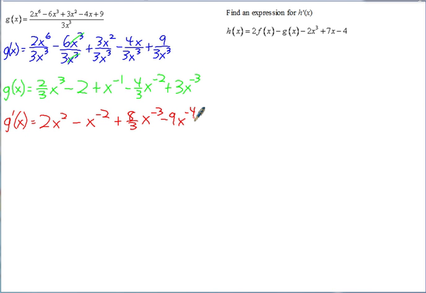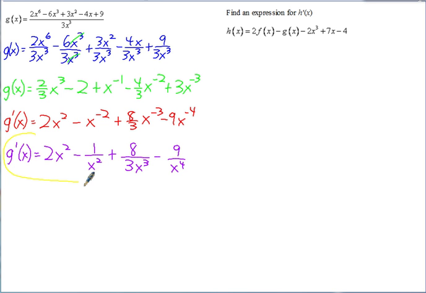And again, we don't want to leave our final answer with negative exponents. So let's go ahead and simplify it as our last step. This first term is already simplified, 2x squared. Minus x to the negative 2 is the same as 1 over x squared. Plus 8 over 3, move that to the numerator, becomes x cubed on the numerator. Minus 9 over x. So that would be your simplified derivative with no negative exponent.